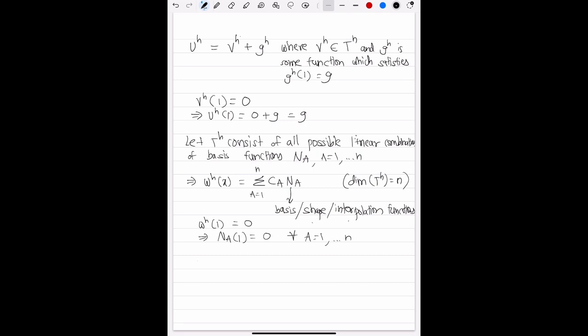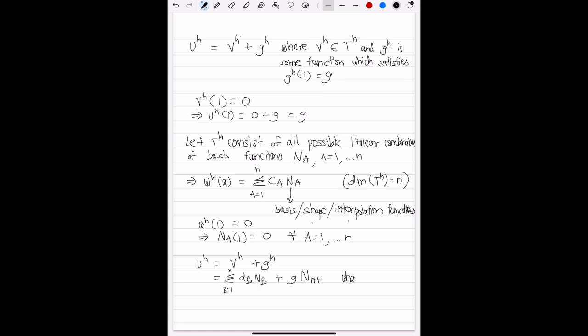Now by the Galerkin method, uh can be expressed as a summation of vh and gh. And since vh belongs to the same test function space Th, it can also be expressed as a linear combination of these same basis functions. So we express vh as the summation of b equal to 1 to n dB NB plus the function gh, which can be expressed as a constant g multiplied by another function N n plus 1, where n plus 1 is used because we already have defined the first n basis functions.